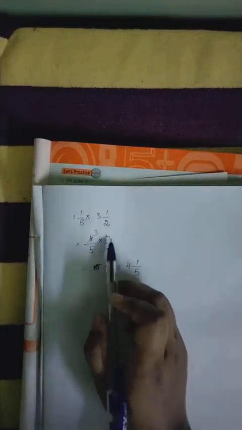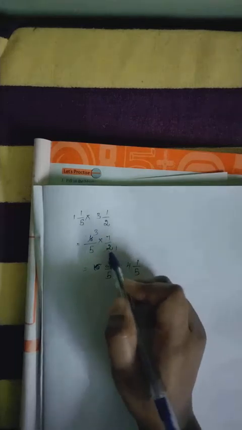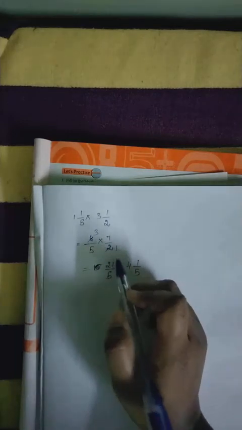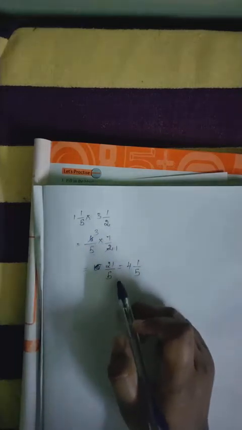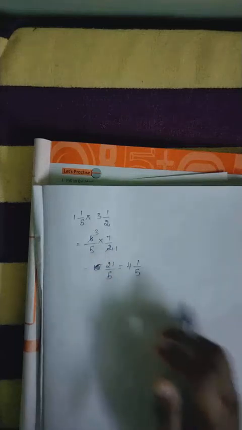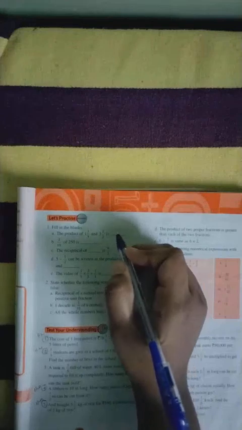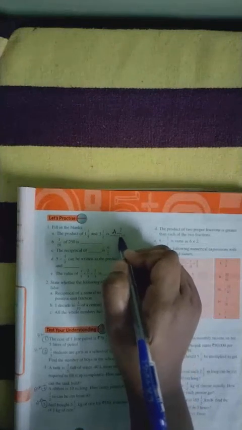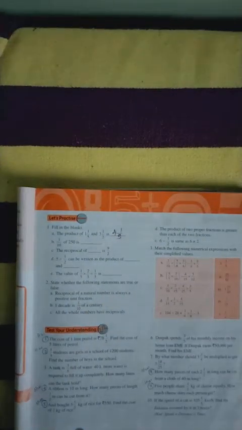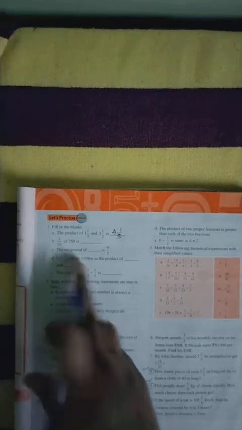So 6 by 5 into 7 by 2. Here we can cancel 2 and 6. 1 2 is 2, 3 2s are 6. So 7 3s are 21 by 5. It is an improper fraction, so convert into a mixed fraction. Your answer is 4 1 by 5. So the first answer is 4 1 by 5. Okay. So next question, 1 by 10 of 250.